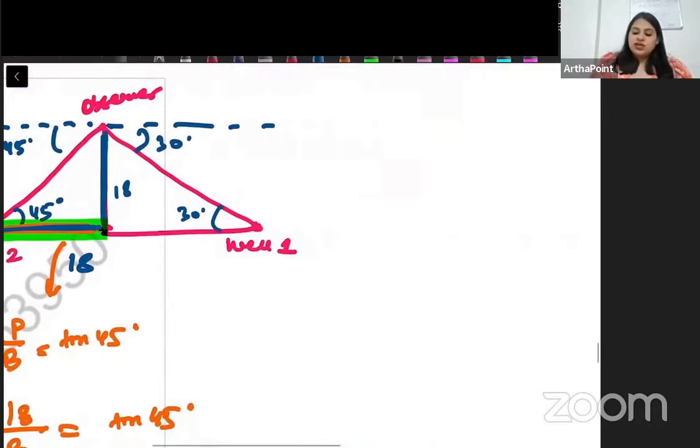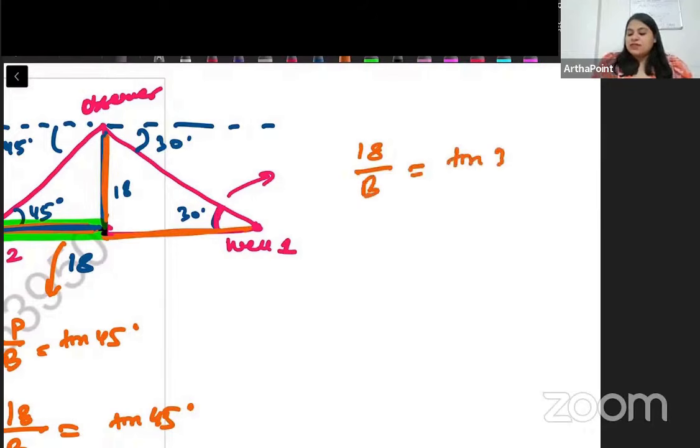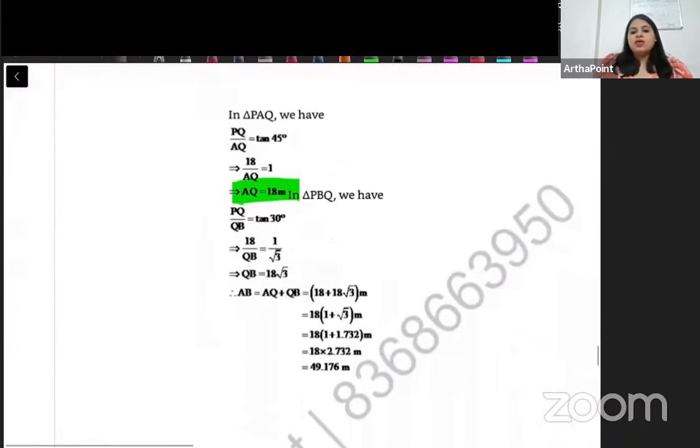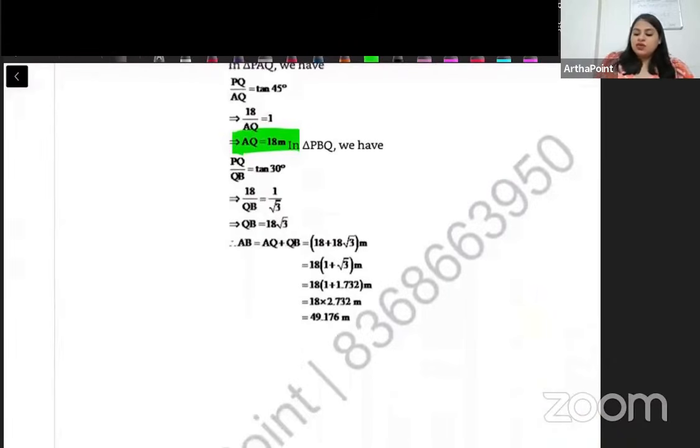Similarly, look here in this triangle. In this triangle, this is 30 degrees. So 18 divided by base is tan 30. So base will be 18 divided by tan 30. Tan 30 is 1 by √3, so the base of this will come down as 18√3.